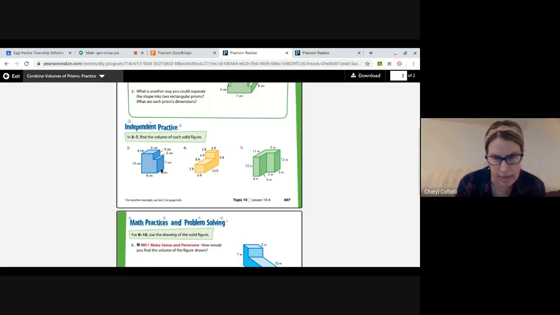Now we have to take this piece. So we've got the length. Well, it can't be 8 because that's both pieces. So let's look back here. It's 2. Okay. The 3 is this part right here, which we don't need. 2 times the width, which would be what? 4. 2 times 4 is 8. And then 8 times 7 is 56. So we add 240 plus the 56, and we get 296 cubic centimeters.